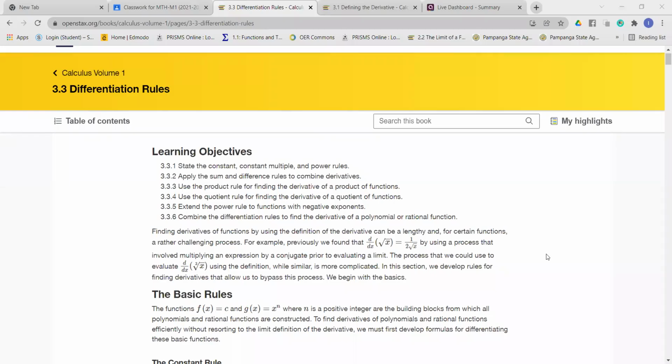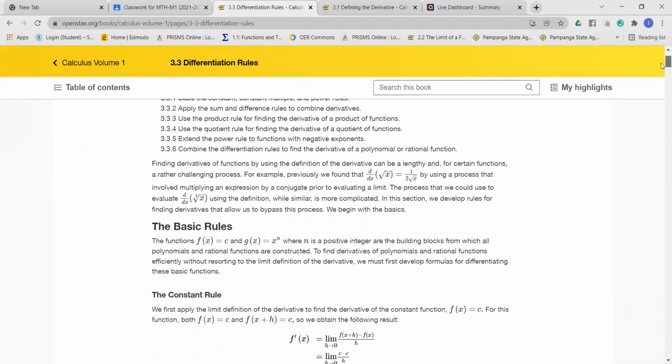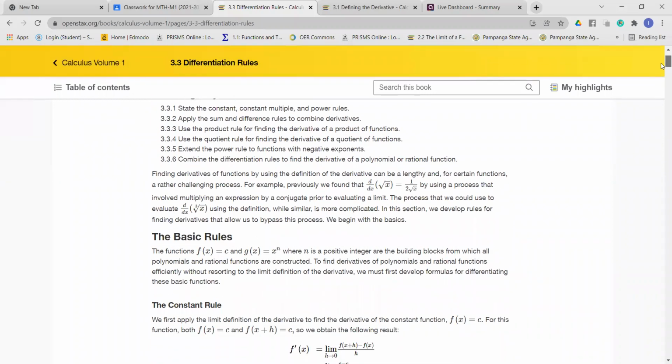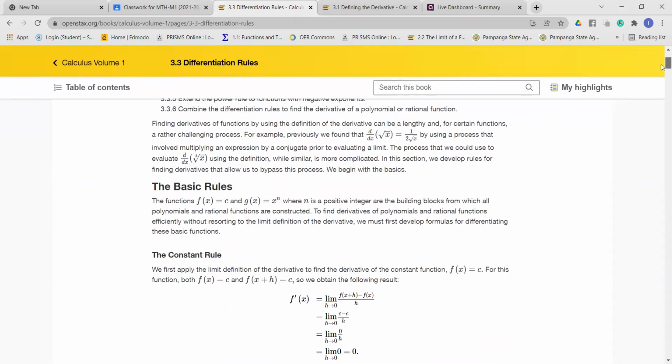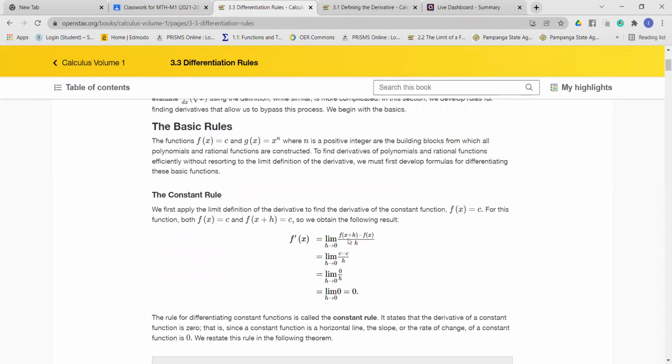Okay, so our topic then will be about the differentiation rules. These are the basic rules for differentiation. Tandaan muna lang natin that behind these rules is our basic definition for the derivative of the function, which is, as it's stated here, the limit of f of x plus h minus f of x over h as h approaches 0.